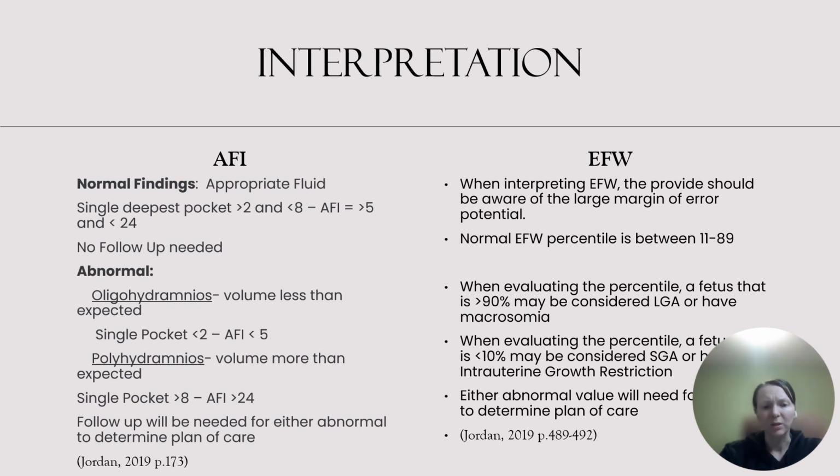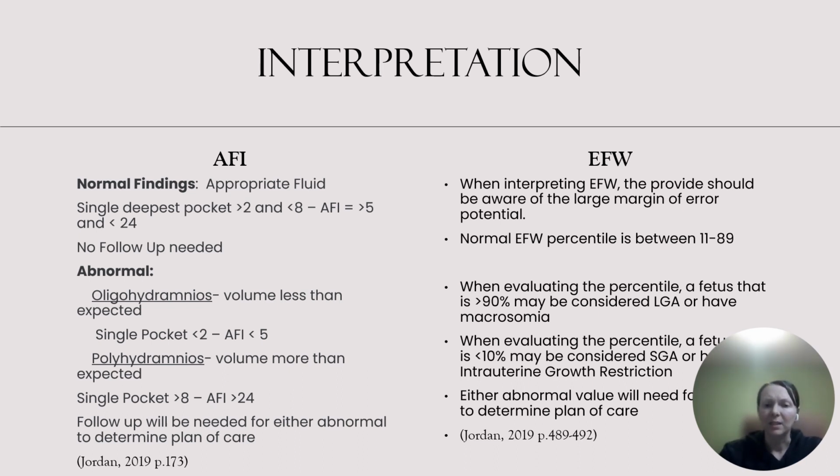An abnormal result is going to be classified as oligohydramnios or polyhydramnios. Oligo will be low fluid, poly is high. So if the fluid volume in the single pocket is less than 2 and the AFI is less than 5, then this would be diagnostic of oligohydramnios. And again, if a single pocket is greater than 8 and the AFI is over 24, this would be polyhydramnios. Both of these abnormal diagnoses will need follow-up because depending on how it's trending, how the baby is looking, maternal conditions, fetal conditions, that may change your plan of care.